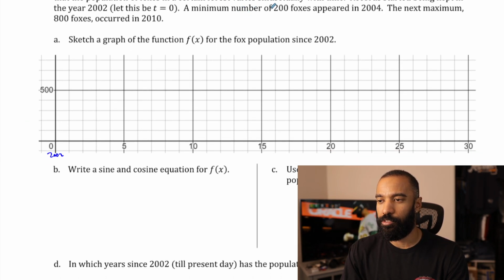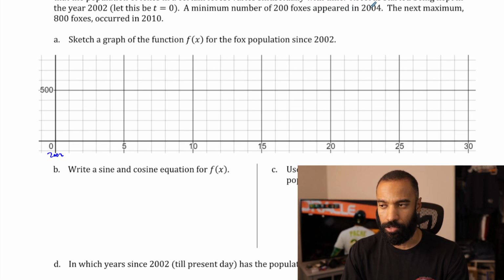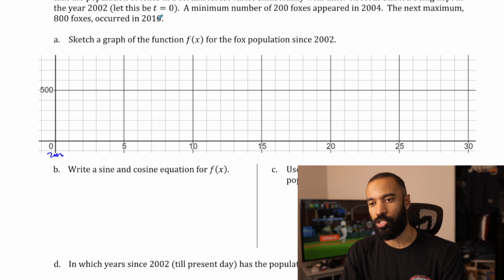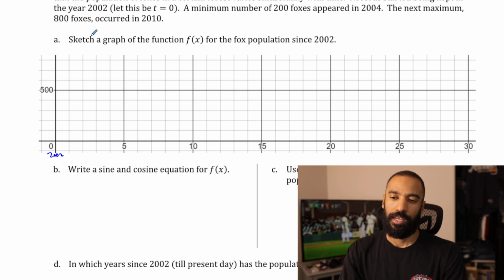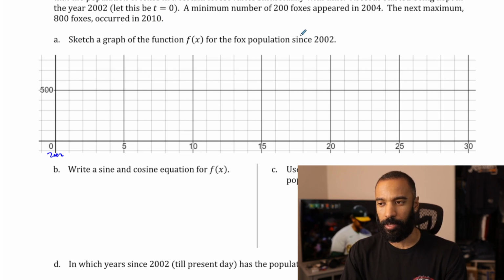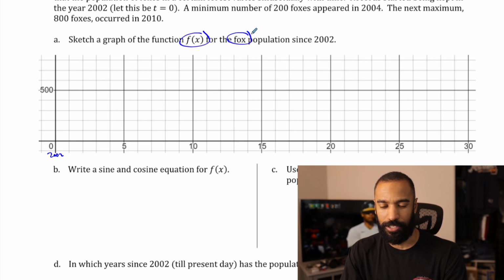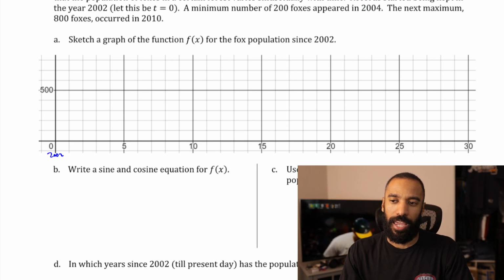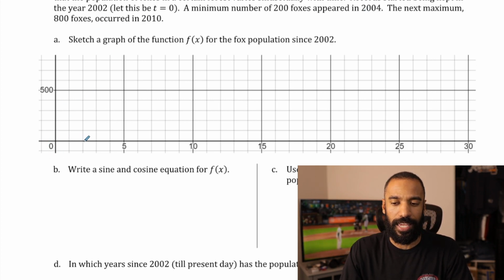A minimum number of 200 foxes appeared in 2004. The next maximum, 800 foxes, occurred in 2010. Sketch a graph of the function f of x for the fox population since 2002. F of x, fox. I love it. Okay, so 2004 is how many years since 2002? Well, it's 2 years since then. In year 2, we had 200 foxes.